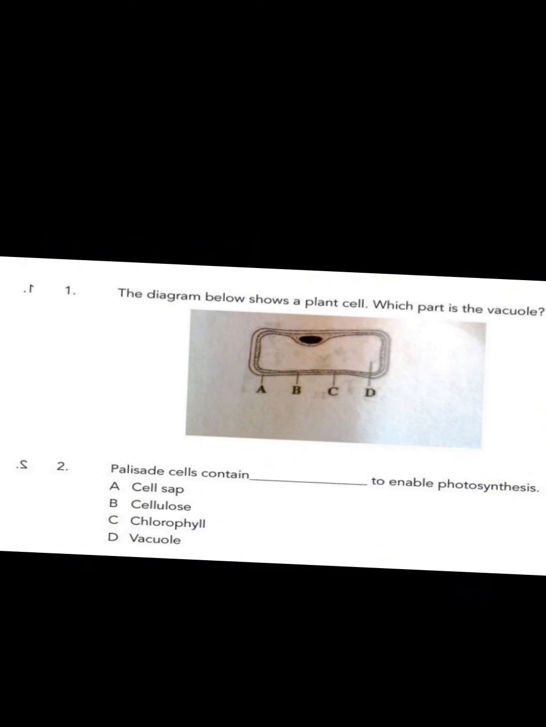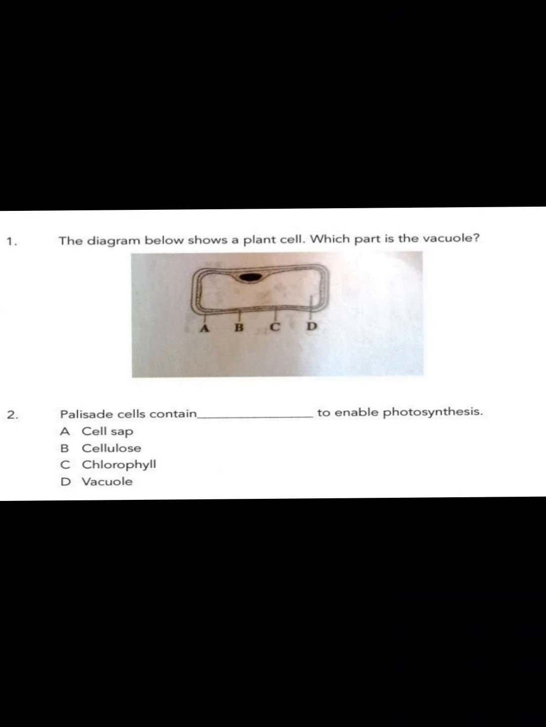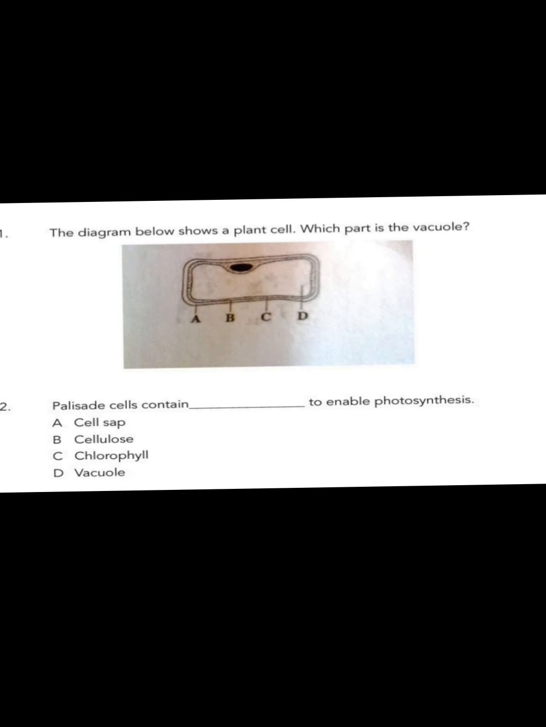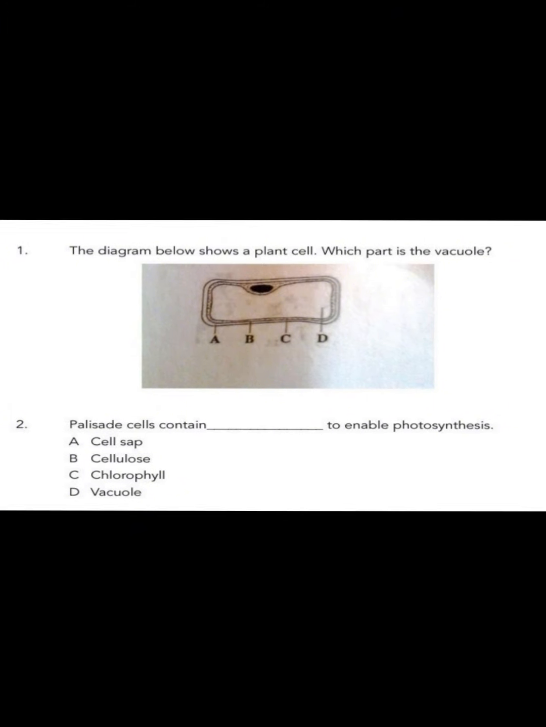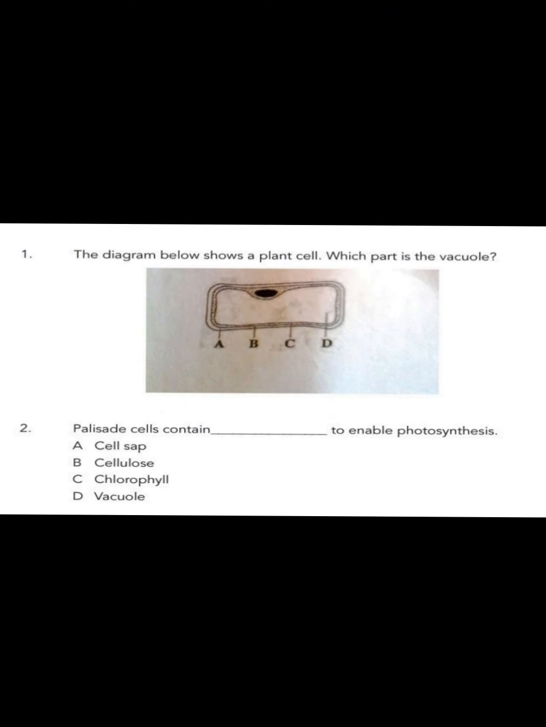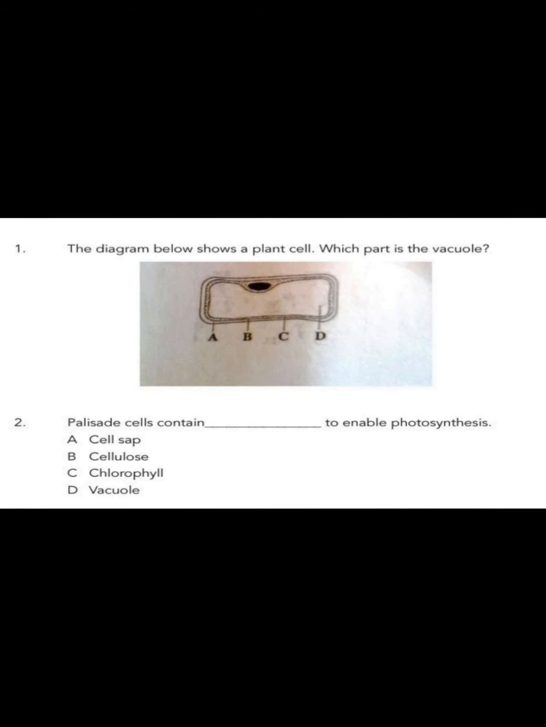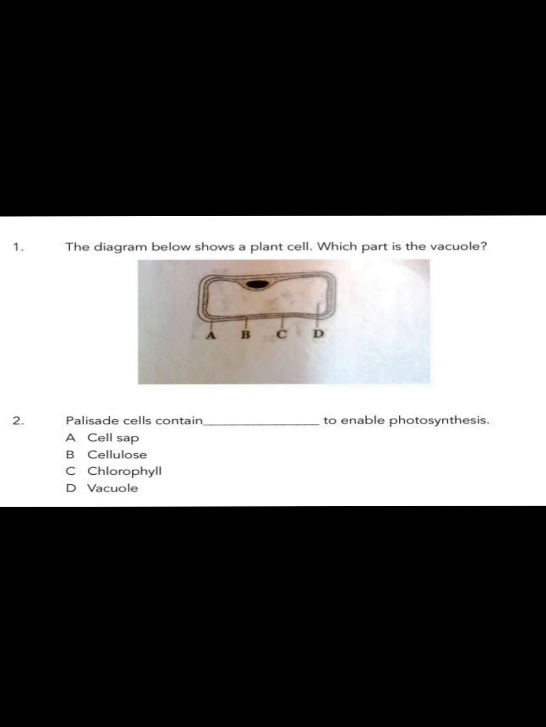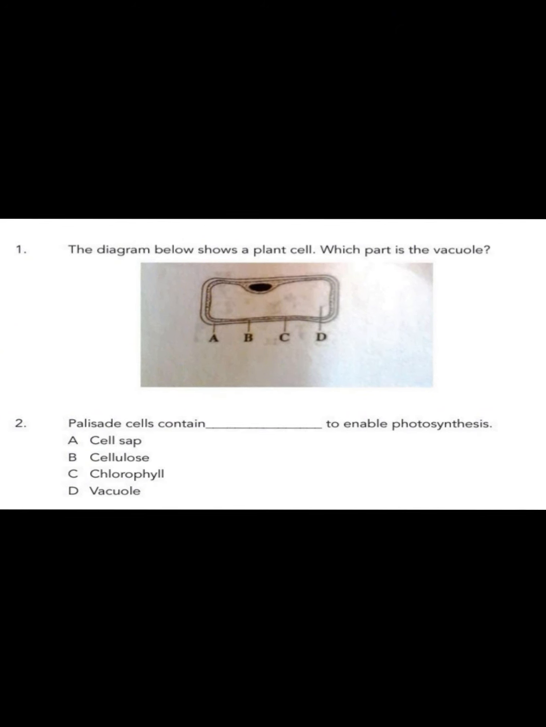Vacuole is the largest compartment in plant cells, often occupying more than 80% of the total volume. And then number 2: palisade cells contain dash in order to enable photosynthesis. So the correct answer is chlorophyll. The cell shape is going to be found in the vacuole. Cellulose is the carbohydrate that is used in manufacturing of the cell walls. So the correct answer is going to be C on the second question.